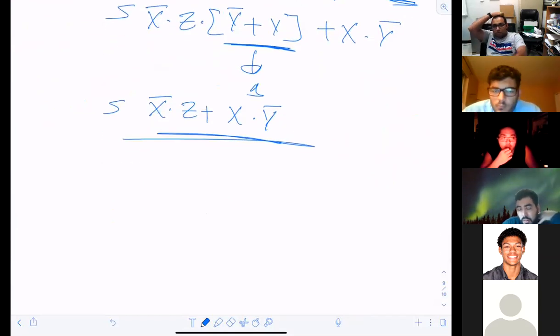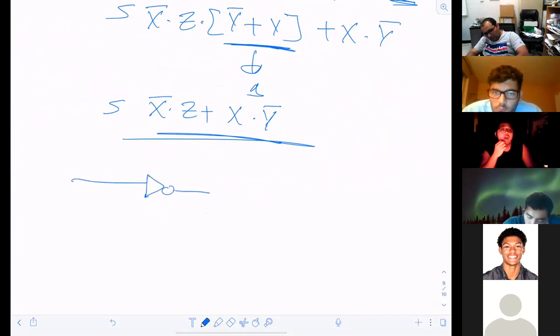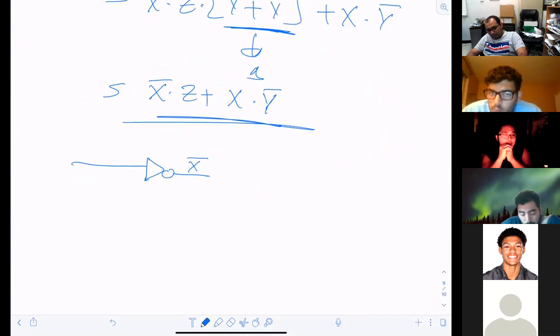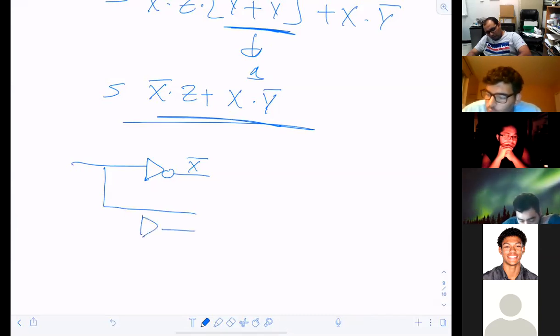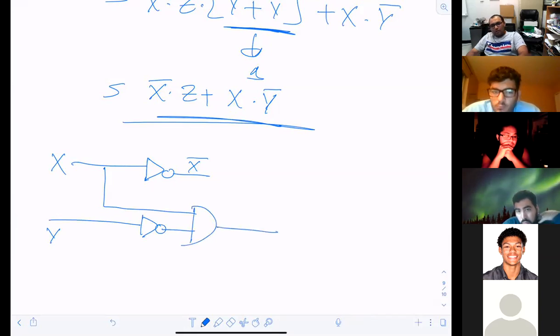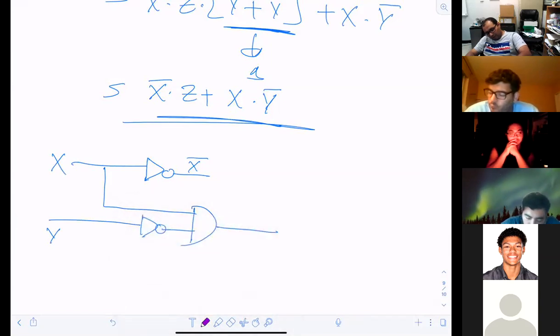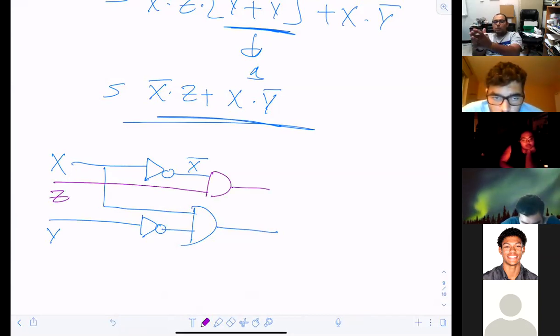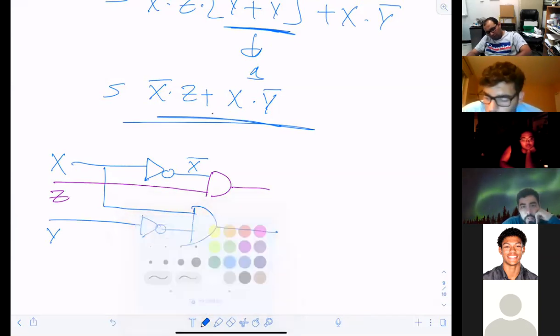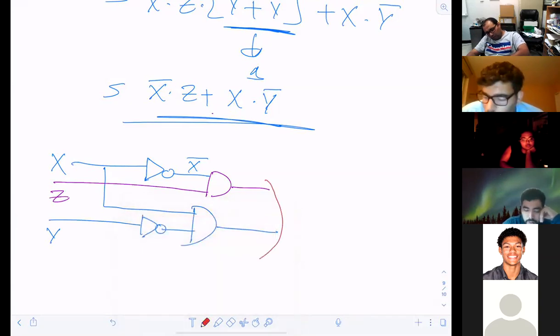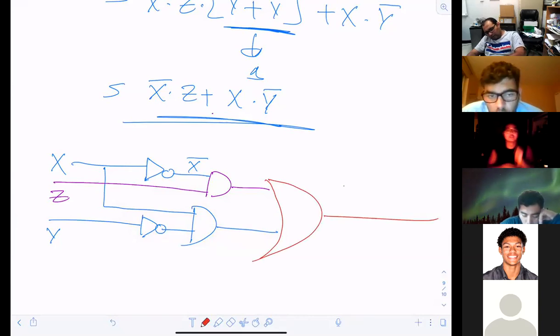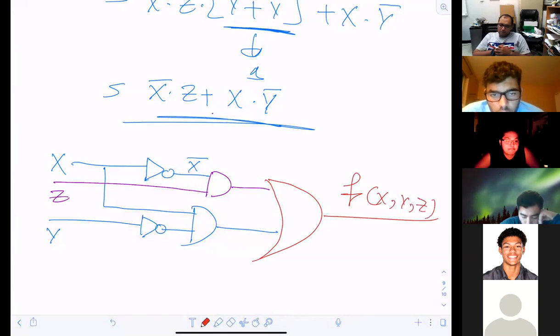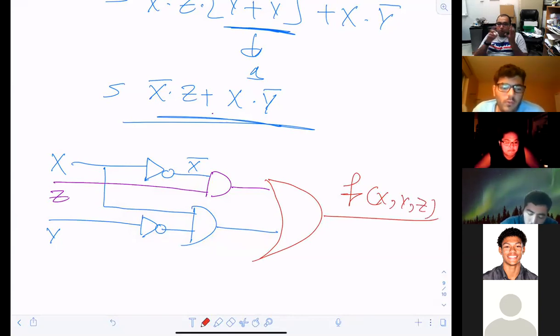Now, if somebody would like to implement it, that's not really hard, right? I have an x, it has to be complemented, so bring x complement. Then x complement is ANDed with the complement of y. Those guys are like this. Then z is coming like that to be ANDed like this. Then those two terms have to be ORed, so I can order it like that. And then I can write this as the function. Everybody agree?